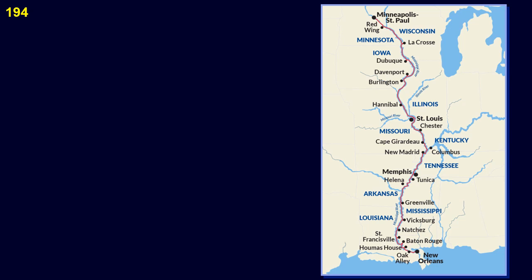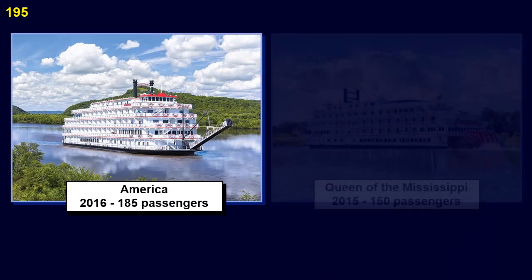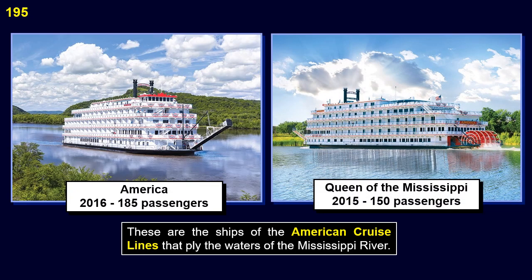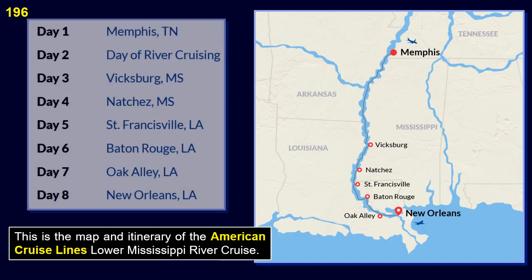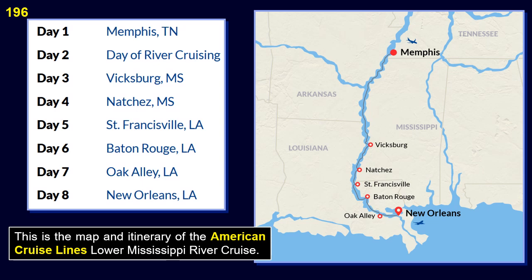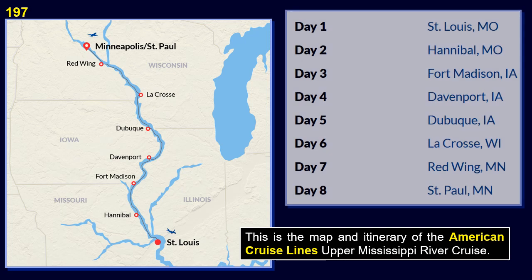This is a map showing the ports of call of the American Cruise Lines along the full length of the Mississippi River. These are the ships of the American Cruise Lines that ply the waters of the Mississippi River. This is the map and itinerary of the American Cruise Lines lower Mississippi River cruise. This is the map and itinerary of the American Cruise Lines upper Mississippi River cruise.